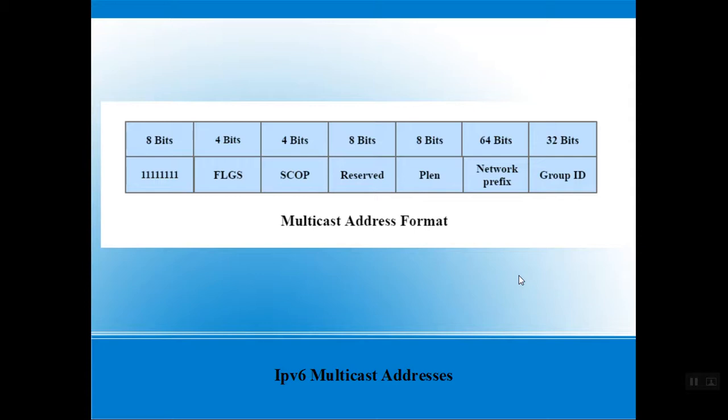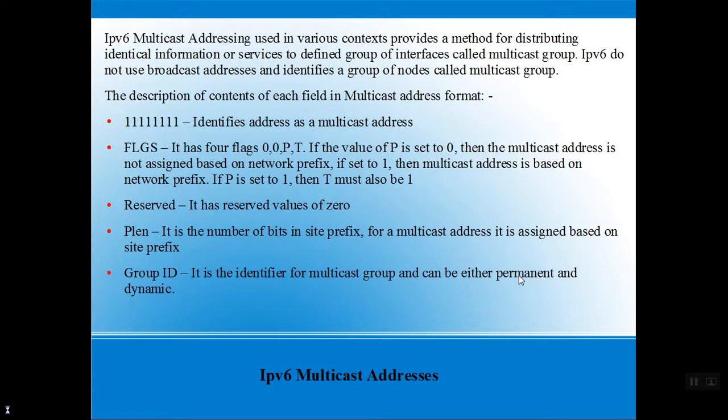Now we come to IPv6 multicast addresses. There are multiple fields in IPv6 multicast addresses. Some of them include FLGS, scope, reserved, plen, network prefix, and group ID. Let's have a description of each of them in detail. IPv6 multicast addressing is used in various contexts, providing a method for distributing identical information or services to a defined group of interfaces called a multicast group.